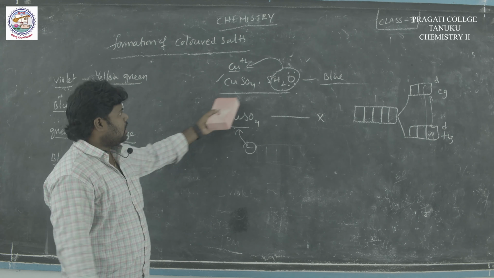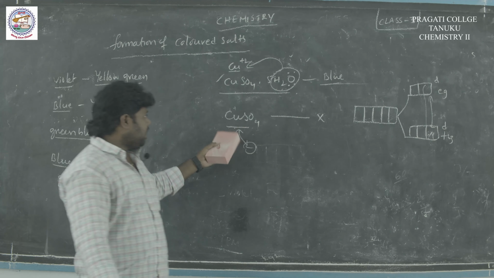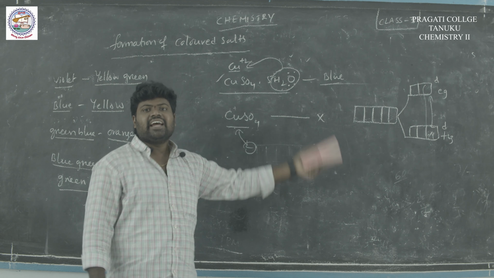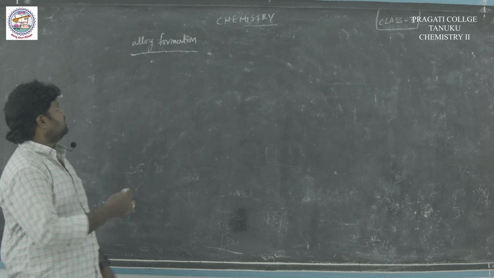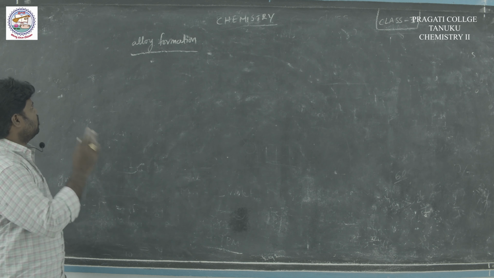Okay, so hydrated copper sulfate exhibits a blue color due to the d-d transition, whereas anhydrous copper sulfate does not exhibit the blue color due to the absence of the d-d transition. Next property is alloy formation. These transition elements easily form alloys.